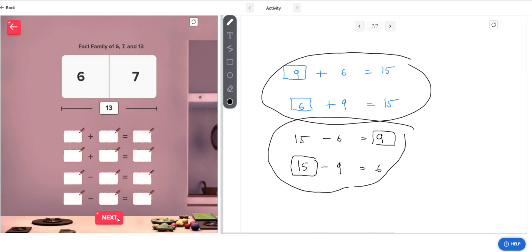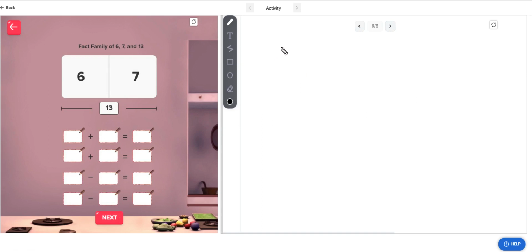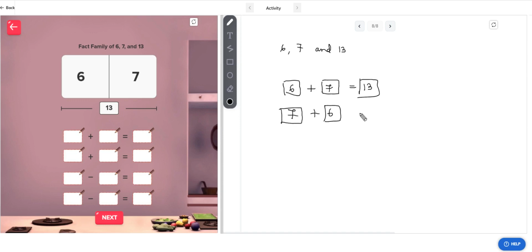Okay. Well, nice work. Let's try to build an entire fact family from these members. The members are 6, 7 and 13. Okay. Now, you and I both know that if I want to make an addition fact, 6 plus 7 will give me a 13. So that's my first addition fact, right? The second one, we just have to change the places for 7 and 6, right? So it does not matter which number I add. In addition, if I change the places of numbers, it still gives me the same answer, right?